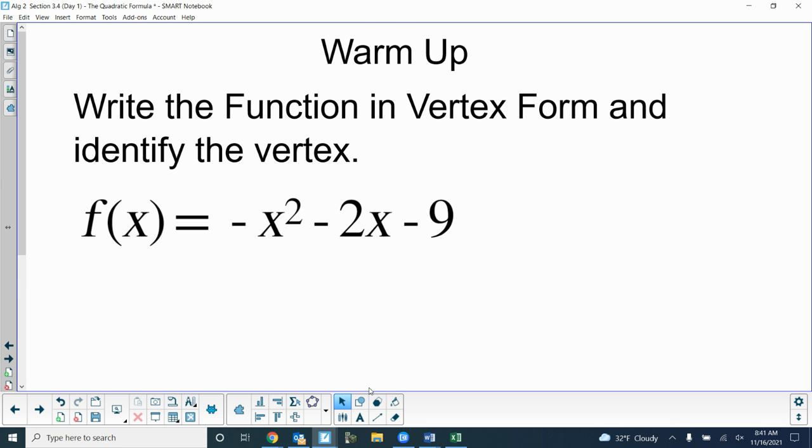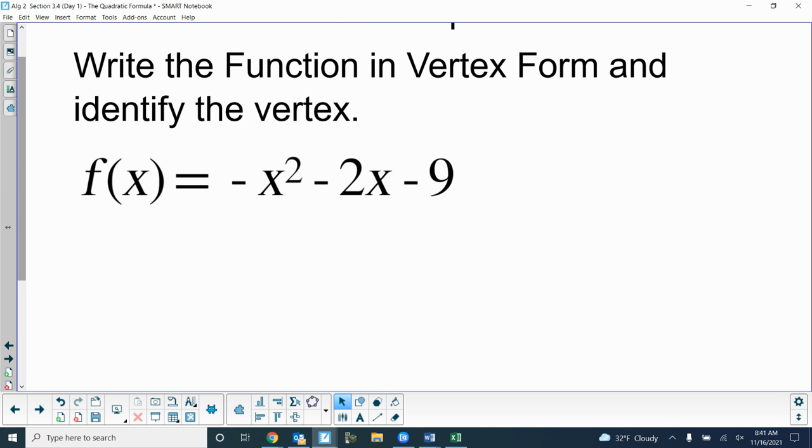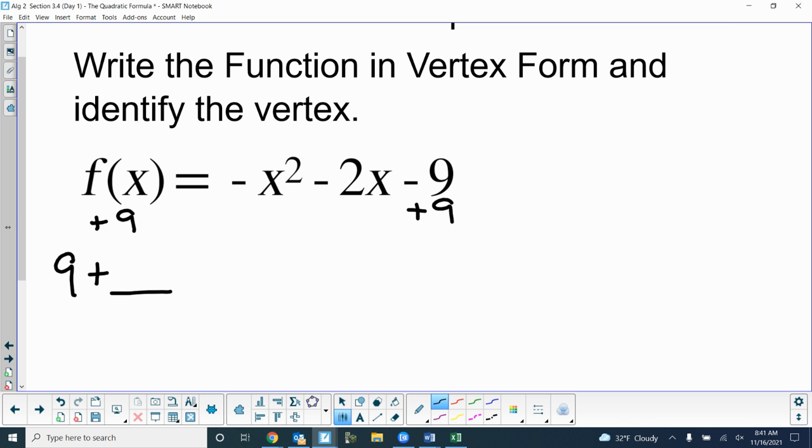Now, I think it's easier, and I should have showed you this yesterday. Just do it like you're used to doing, taking that C part to the other side. So when I take this 9 over, how do I take it over? Plus it, right? Add it. All right. So we're just going to have 9, and then we got to add our blank.